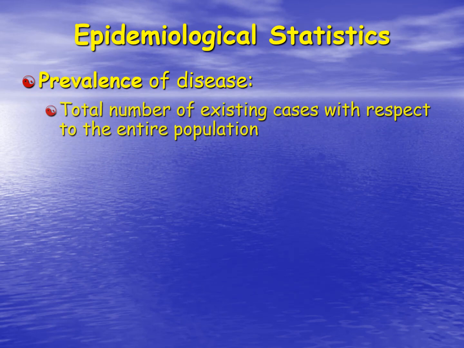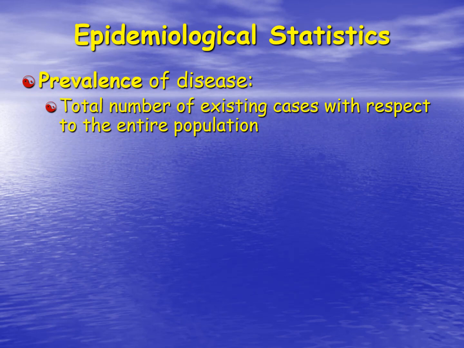Prevalence of disease is the total number of cases at a given time in a population. So today I could say we have 1 million cases of H1N1 influenza in the United States. That's how many cases we have today. That includes cases that occurred before today as well as new ones that were reported today.